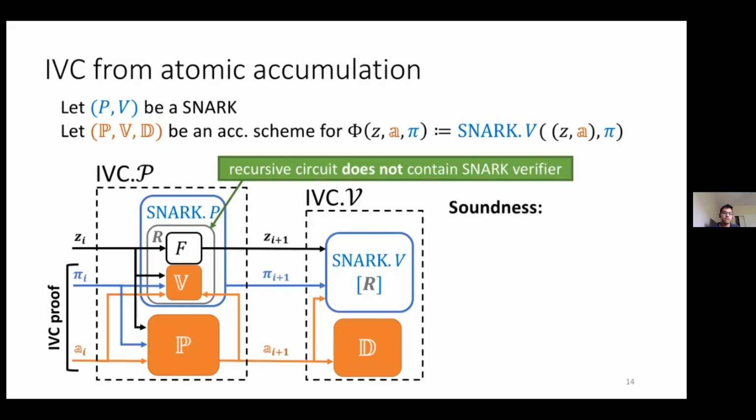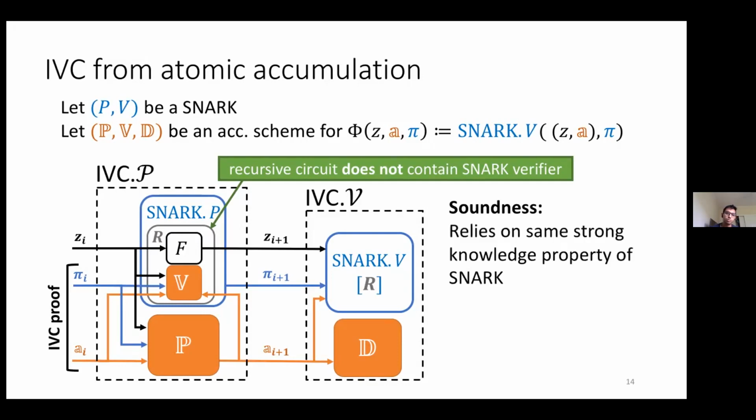Completeness follows straightforwardly from the completeness of the SNARK and the accumulation scheme. For soundness, we still require the strong knowledge property on the SNARK because we still extract recursively from the SNARK proof. But we only require a weaker soundness property on the accumulation scheme, so we don't need any knowledge assumptions about the accumulation scheme.